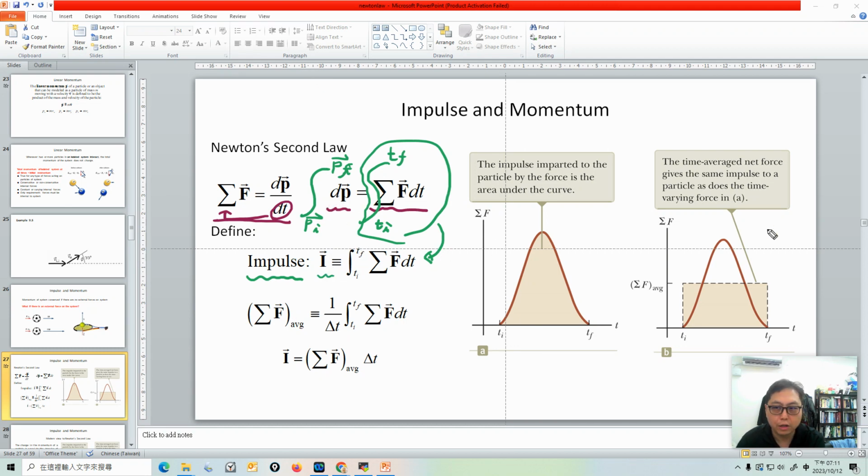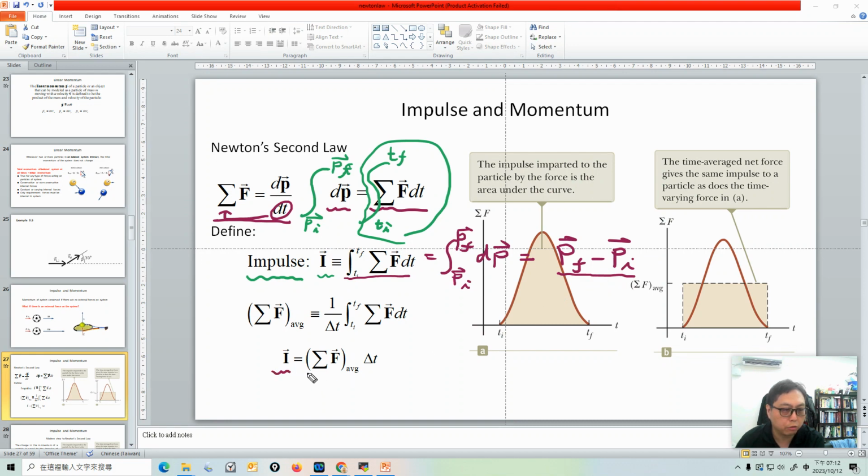The impulse will lead to the momentum change. Why is momentum changed? Because impulse is the integral of dp from pi to pf, which equals pf minus pi. This is the integration trick. So if the system has external force, it will cause the momentum change.